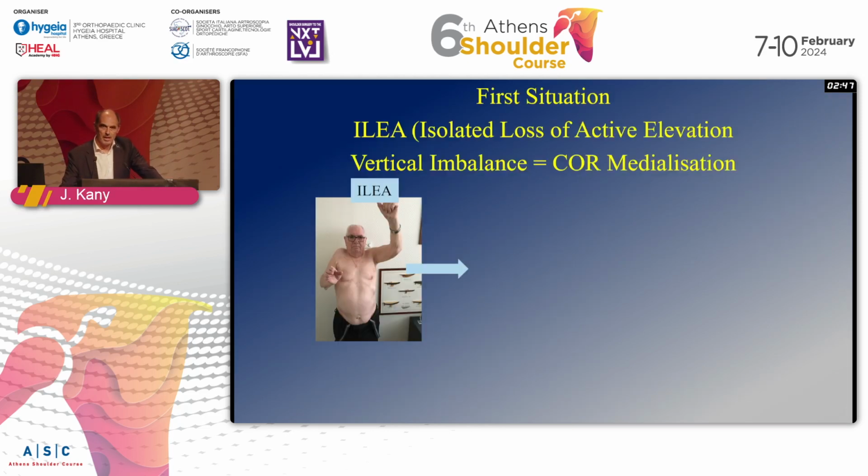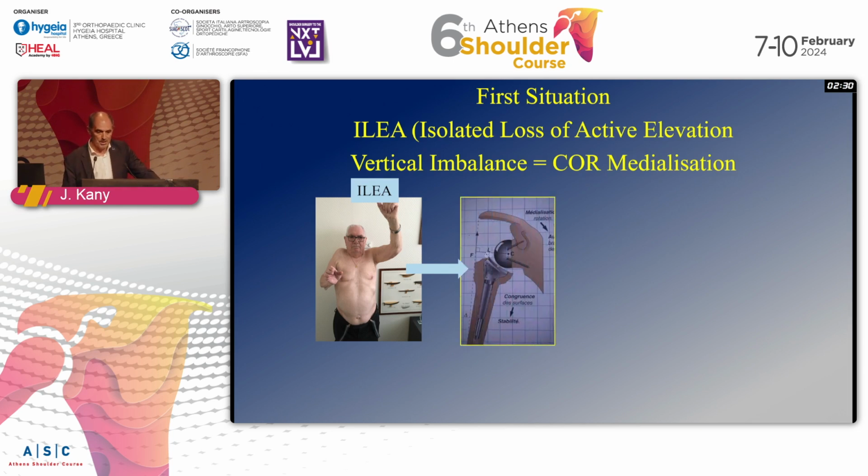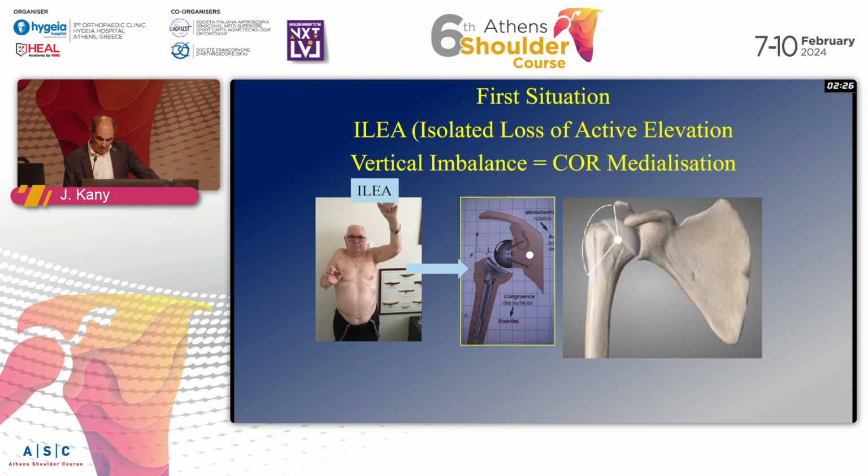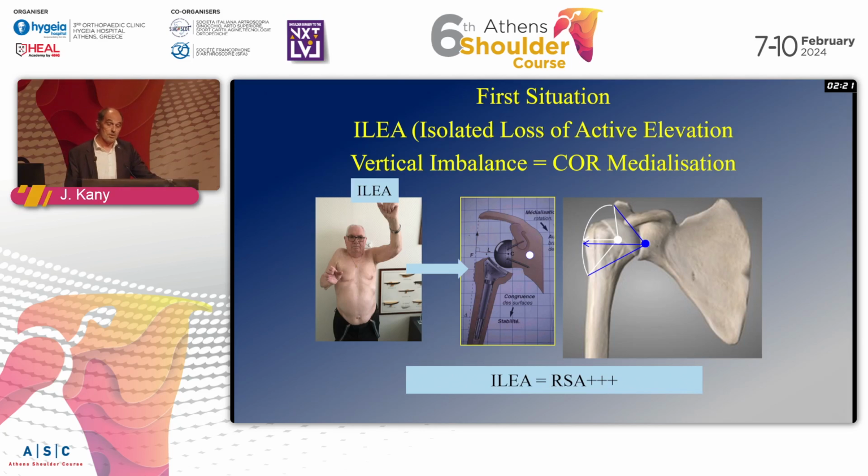So finally, I think we have three situations. This is the very first one, and Pascal Boileau called that the isolated loss of active elevation. There is only one direction, but it's the vertical imbalance of the shoulder. Rotations are normal, but there is nothing in elevation. The nerve, of course, is normal. There is no way for us, for me, to reverse that with tendon transfer, maybe after failed partial repair of the cuff, and this is the field of a reverse shoulder arthroplasty.